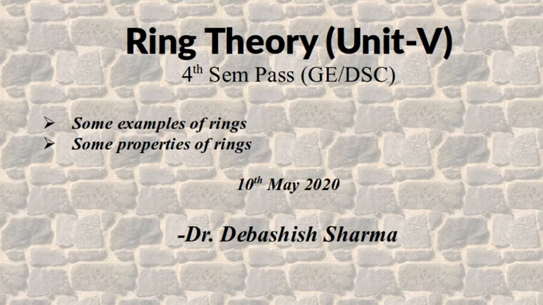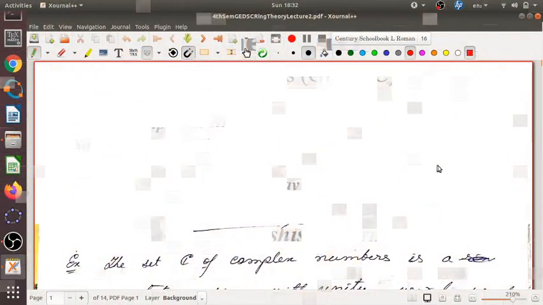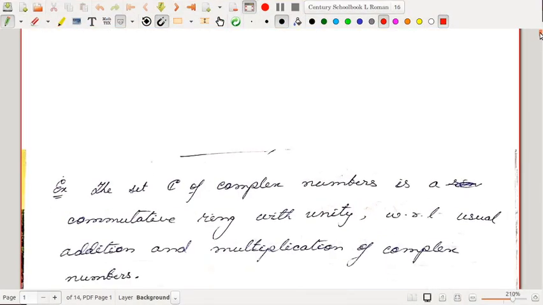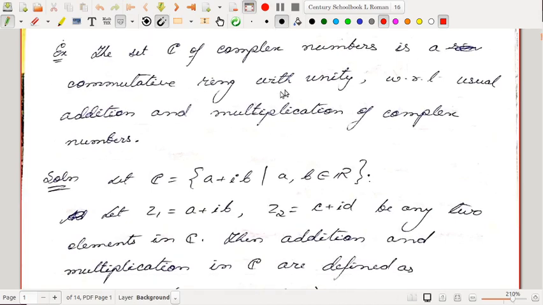So one problem that I gave you was to show that the set of complex numbers with the usual addition and multiplication of complex numbers is a ring with unity. Okay, is a commutative ring with unity. It's commutative as well. Okay, so this is what I had given. So let us see how to show this.